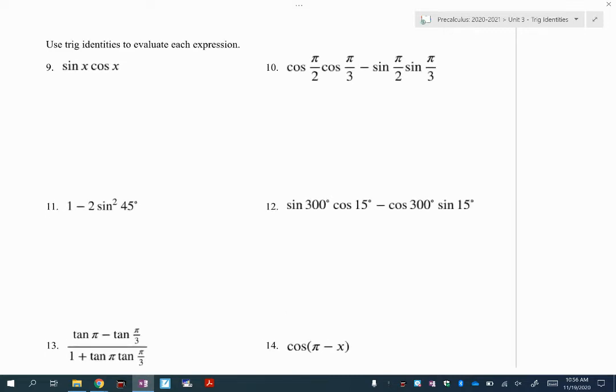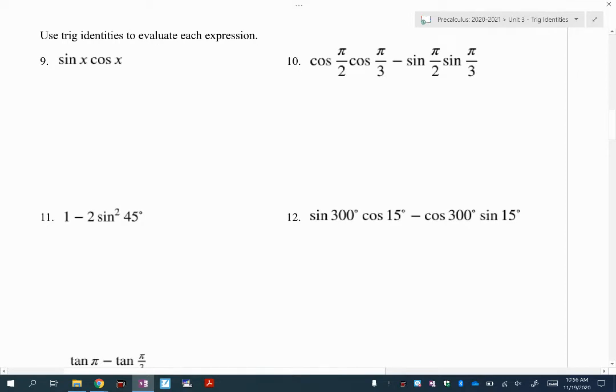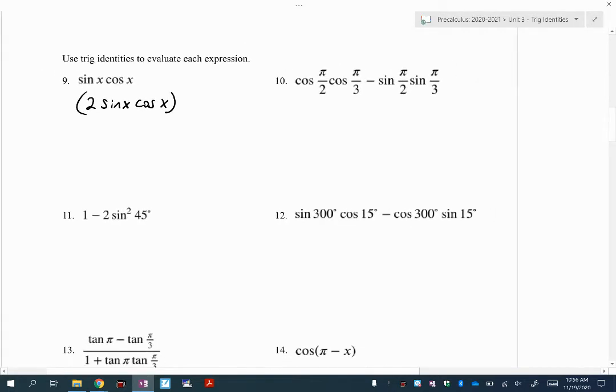Okay, number 9 says sine x cosine x. Now, it's really close to looking like one of our double angle identities, which says 2 times sine x cosine x. So what we did in class, and what you might have watched in the video if you weren't in class, is that you make it have a 2 in front, but you've got to take out a 1/2, right? Because 1/2 times 2 gives us that 1 that was at the beginning of this problem. So this becomes 1/2 times the sine of 2 times our a, which in this case is x. So the answer I'm looking for is 1/2 times the sine of 2x.